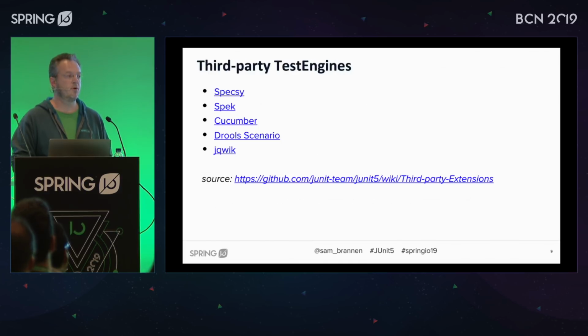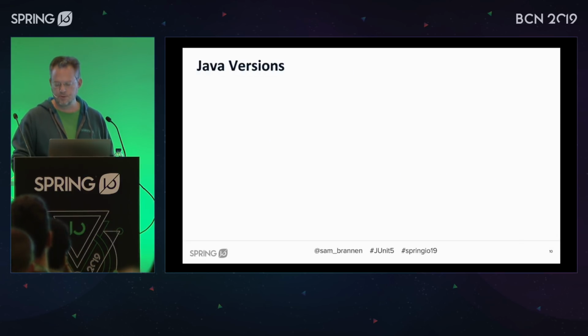And in fact, people have already written some test engines. If you'd like to see what there is, just go to the wiki page for JUnit 5 and go to the third-party extensions page, and you'll see a list there, not only of test engines, but also of about 20 or 30 different extensions for JUnit Jupiter, so things like Spring and Mockito and other stuff like that.